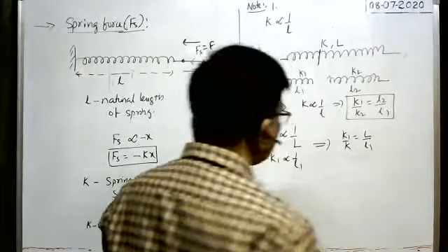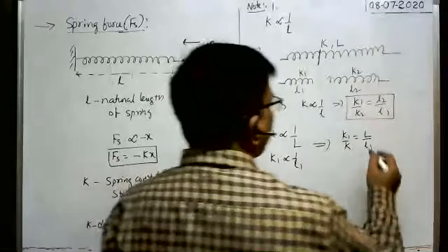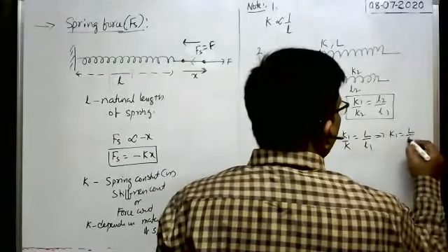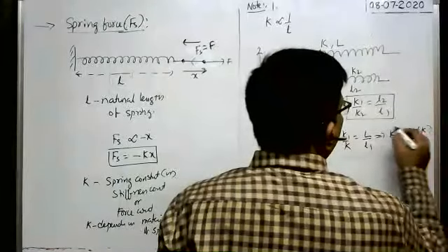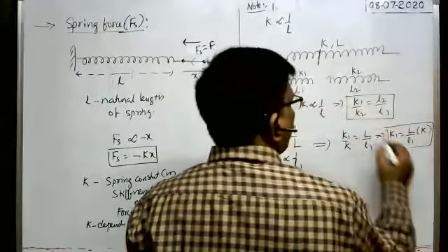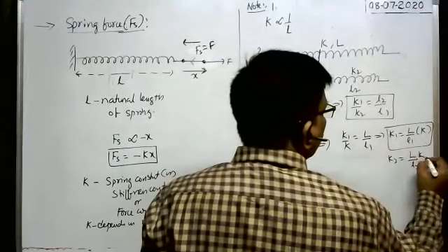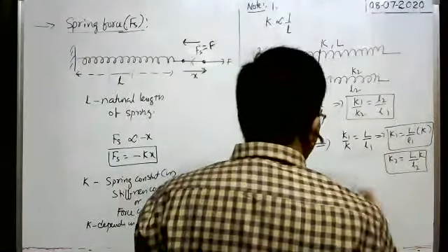K1 by K is equal to capital L by L1, or K1 is equal to L by L1 into capital K. This is the spring constant of the first part. Similarly, K2 is equal to capital L by L2 into K. This is the spring constant of the second part.